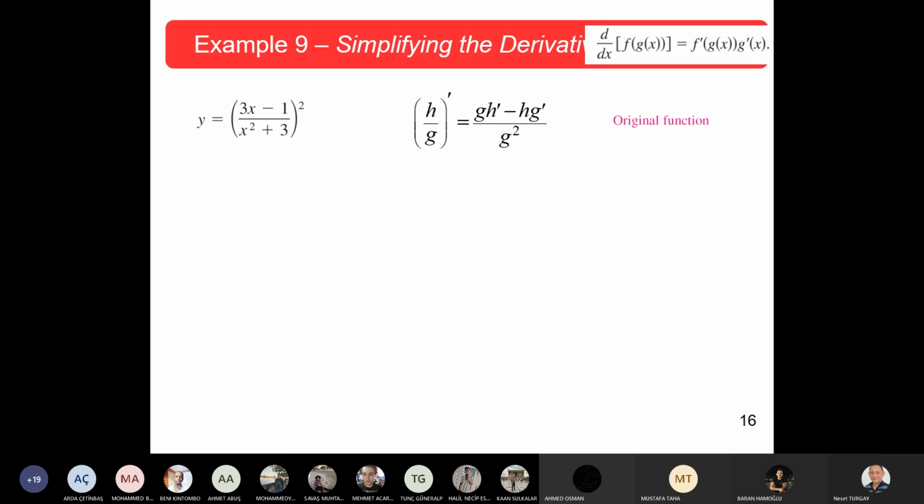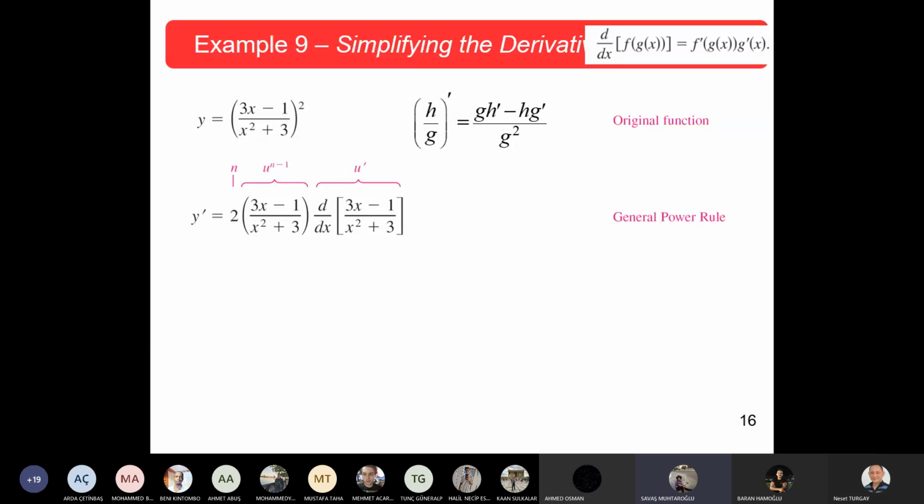X squared plus 3. No, I mean this one. We'll put 2 in front of them, sir. So it will be 2 times 3x minus 1 over x squared plus 3, to the power 1, right? Yes. Times? Times 3 over 2 times x. No. Times derivative of inside function. Yes. Okay. Thank you. So it will be that. Your friend just said what is written here.